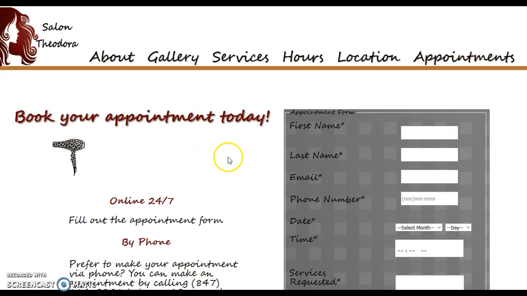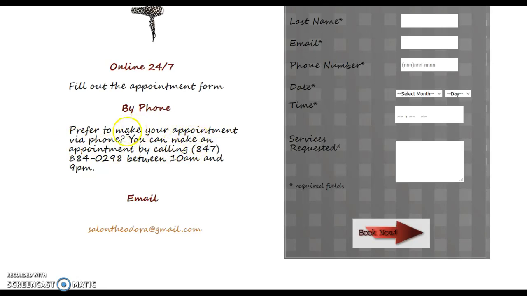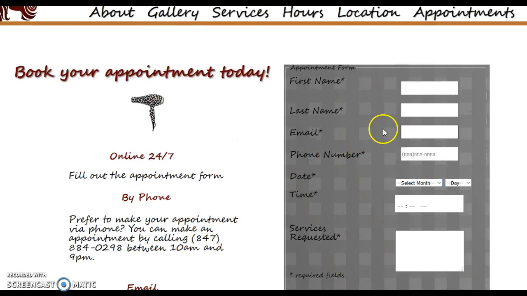Next we have the appointments page. And if you click on the hair dryer, you have a little animation there. And we have our phone number for calling to make an appointment, or if you just want to send an email, you can click on the email address there to send an email. Or if you want to book an appointment online, you can do that by filling out the form.